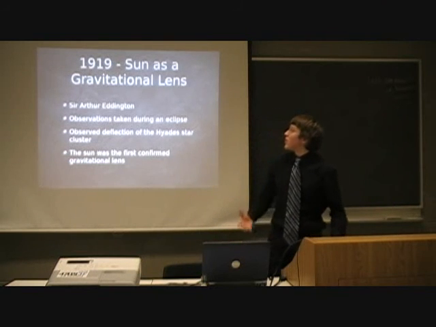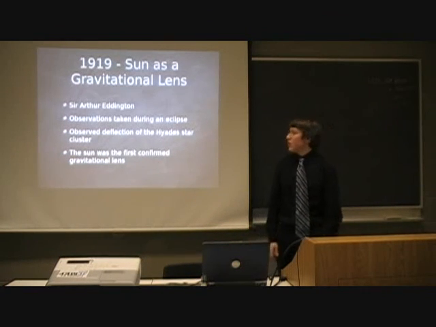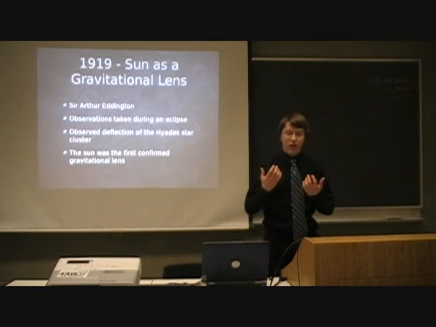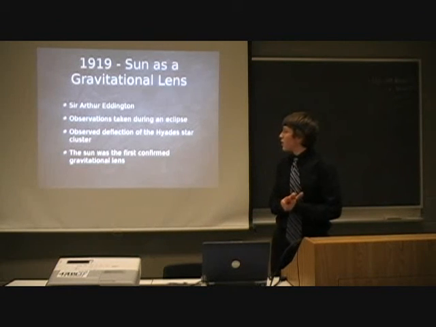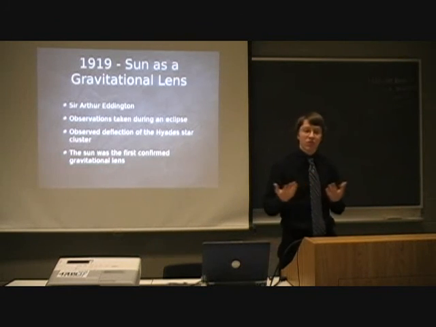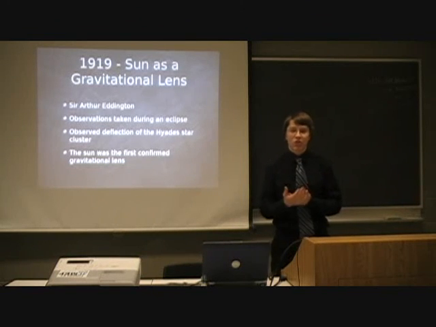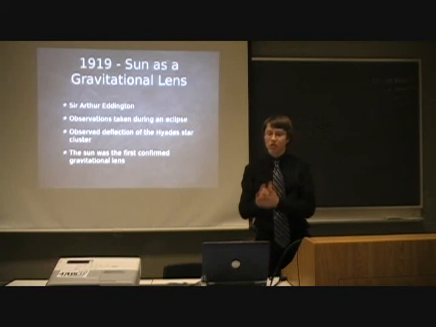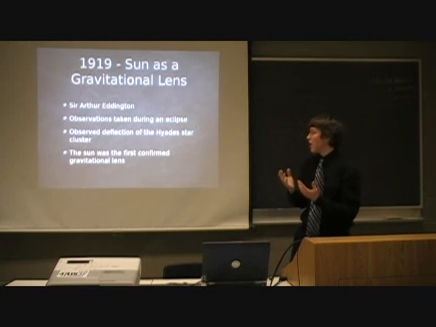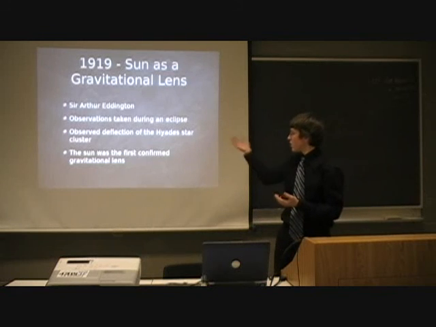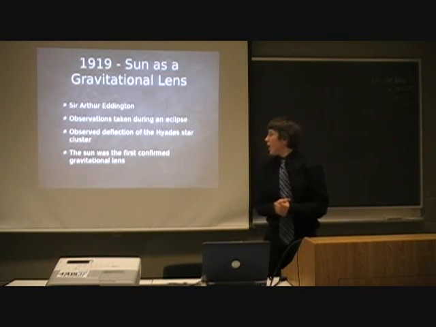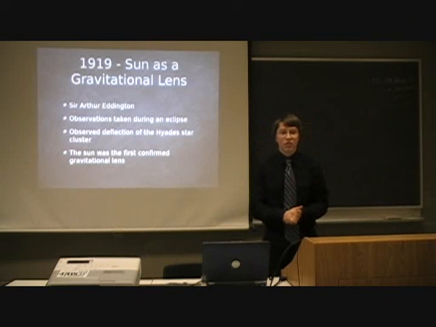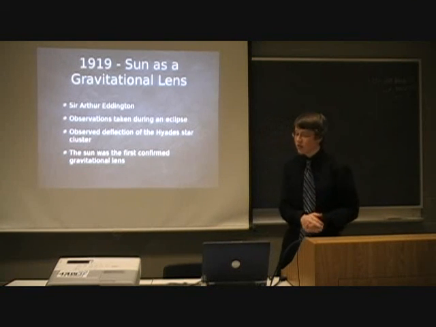The first gravitational lens observation was in 1919. A group led by Sir Arthur Eddington went out during an eclipse, and based on the predictions of Einstein, expected that the star that could be seen just past the sun was going to be bent. It was the Hyades star cluster, and they confirmed that gravitational lensing does occur.